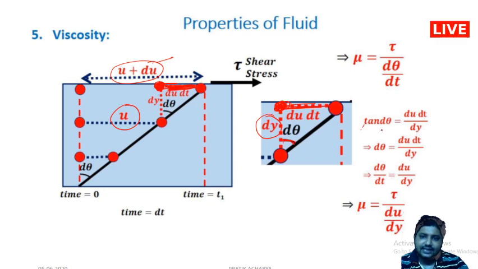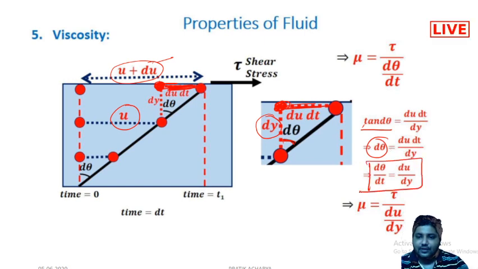So what is tan d theta? Tan d theta will be equal to du dt by dy. As tan d theta is very small, we can take tan d theta as simply d theta. So d theta will be equal to du dt by dy, and d theta by dt will be equal to du by dy. Physically, measuring d theta by dt is not practically possible because the angular deformation is very small. So we have to find another parameter in place of d theta by dt, and that is called the velocity gradient, du by dy.